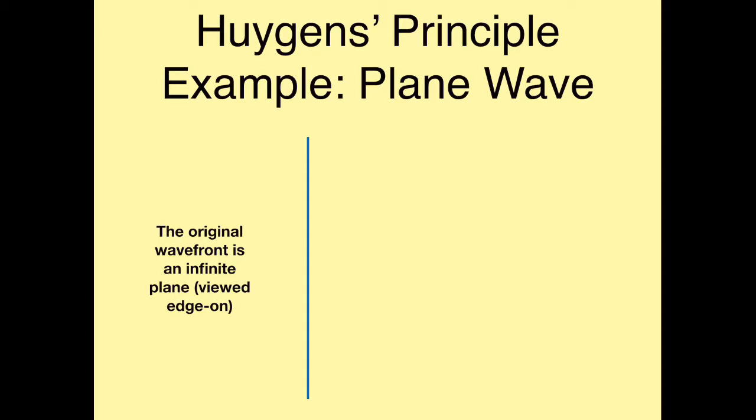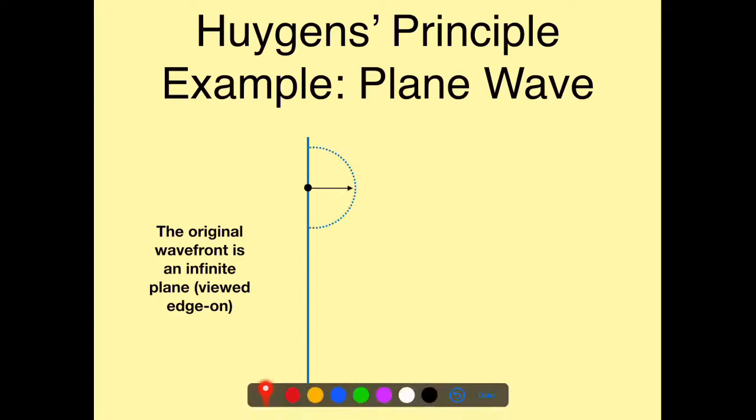In this case, we have a plane wave. So the original wavefront is shown here. This is an infinite plane, but we're just looking at it from the side. So we're seeing the plane edge on, okay? Now, just like before, every single point on that plane can be considered a source of a spherical wave, which is moving in the direction of our wave. So just moving to the right in this case.